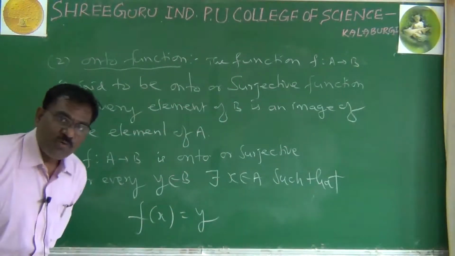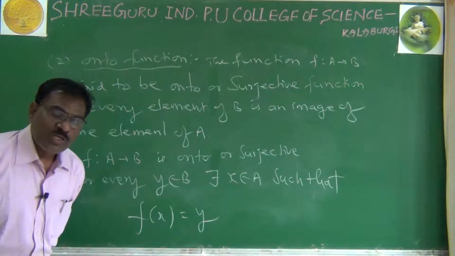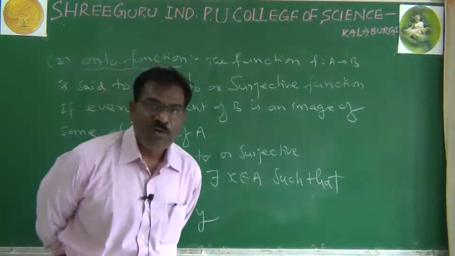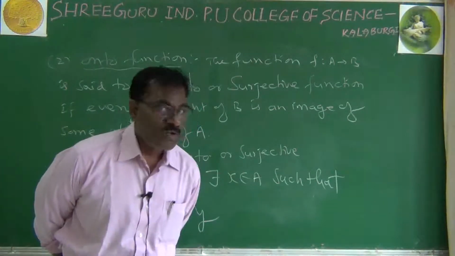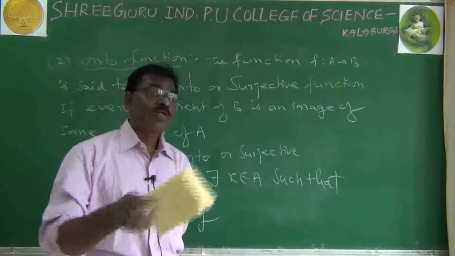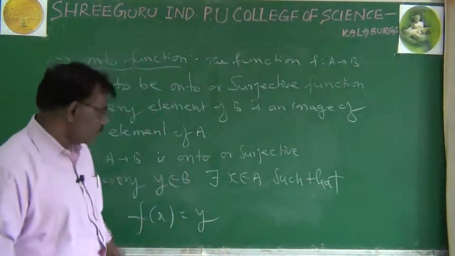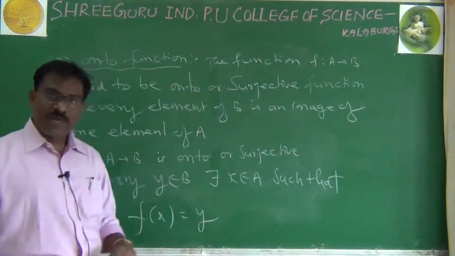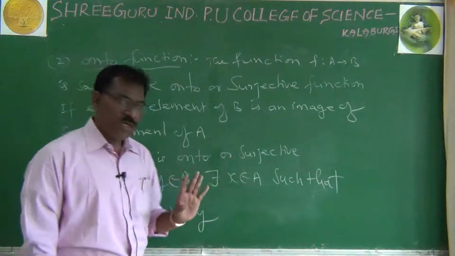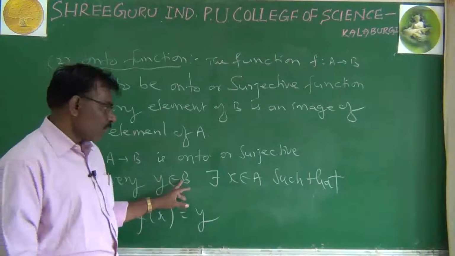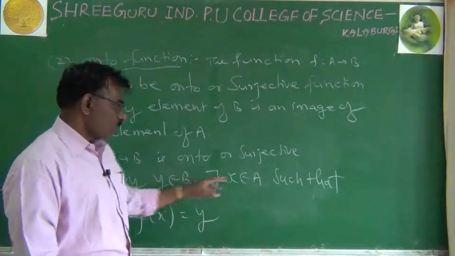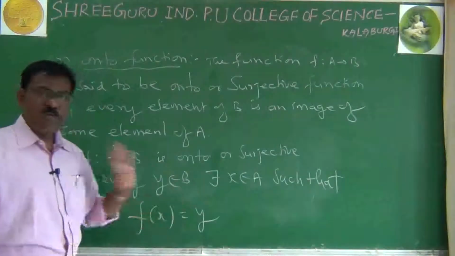Can anybody tell how to prove that a function is one-one? In a one-one function, if you take f of x1 equal to f of x2, we have to prove x1 equals x2. But for onto, f of x is y, where y belongs to B and there exists x belongs to A. You have to substitute the y value, and there exists x also belonging to A such that f of x is y.